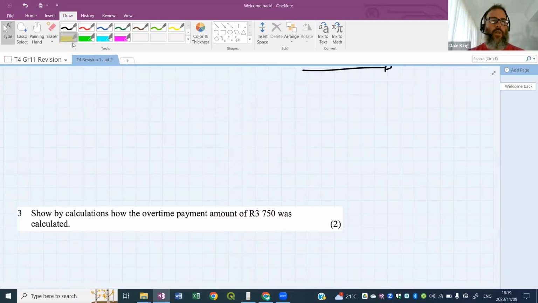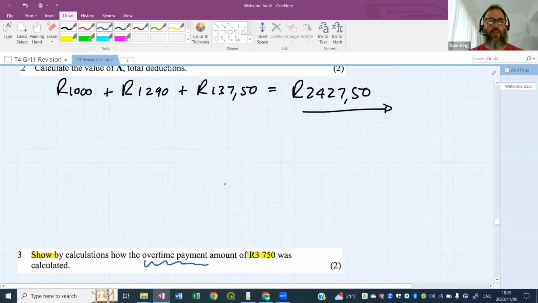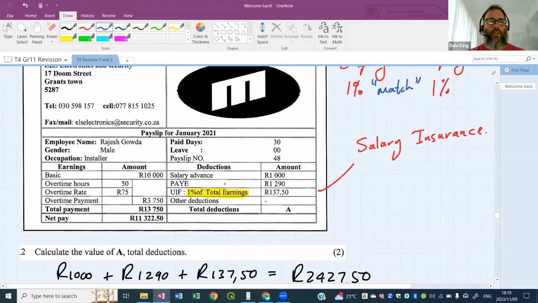Show, there's that word again, show, prove, by calculation, how the overtime pay of 3750 was calculated. So we're talking about overtime payments. We need to show how it was calculated. If I go up to the top here, show how this value that I'm highlighting in blue is calculated. That's the overtime payments. Tell me, ladies and gentlemen, how do we do it? I know it's 3750, so don't put the answer of 3750 in chat. How do we work that out?